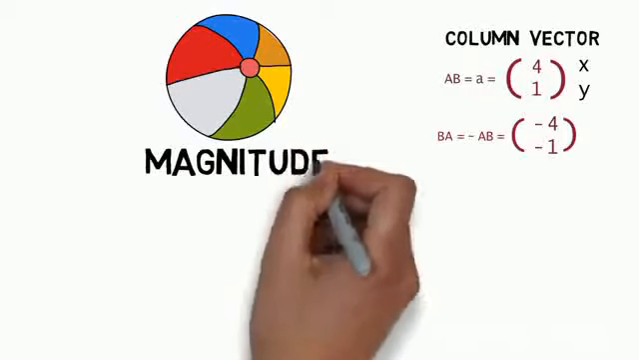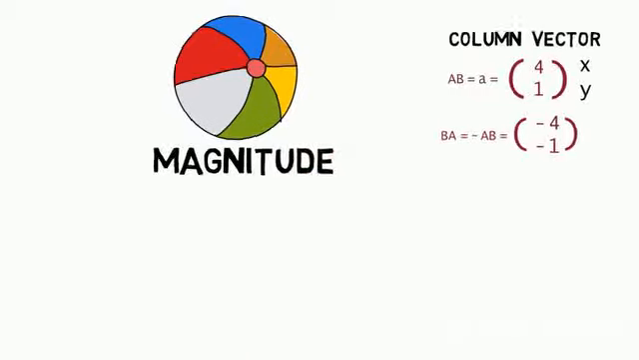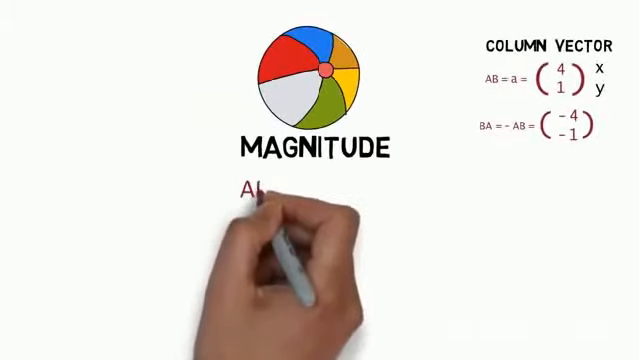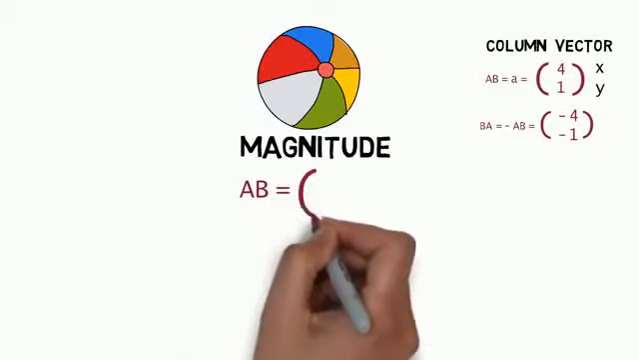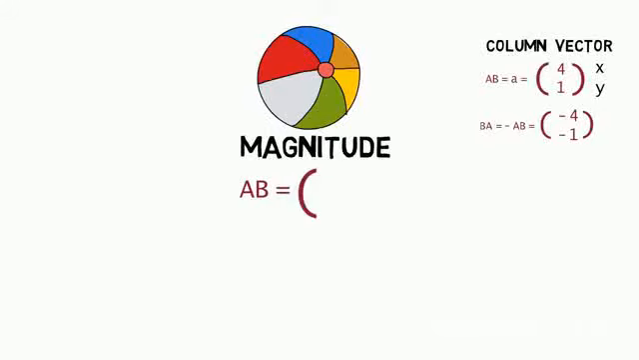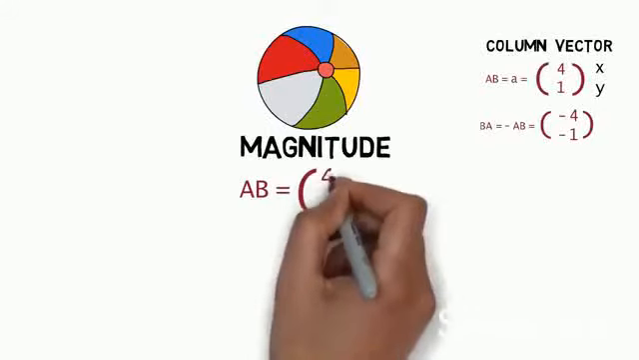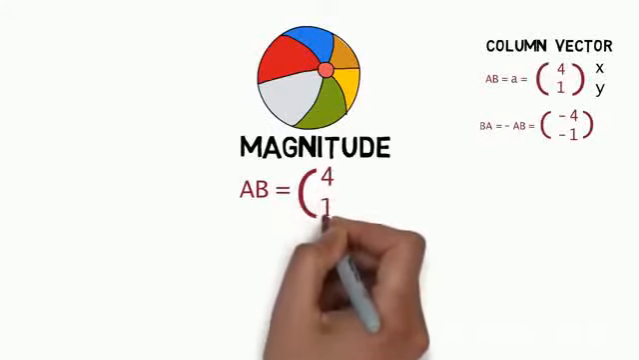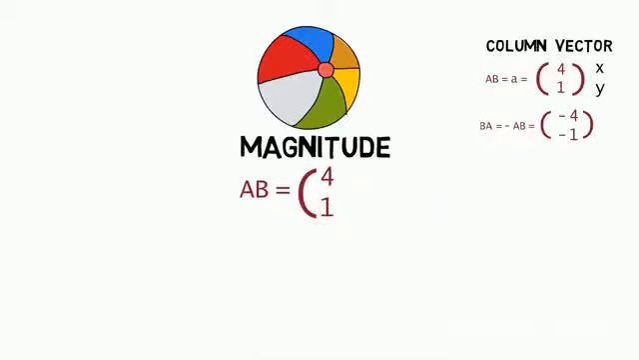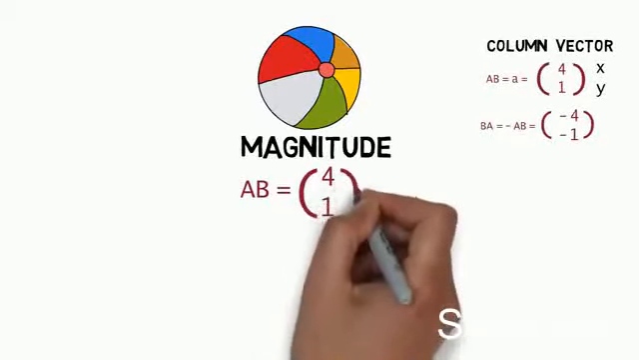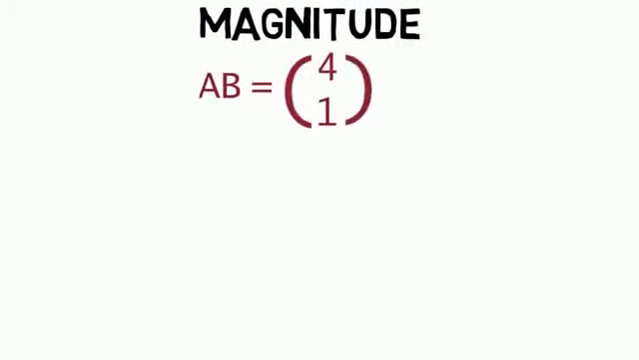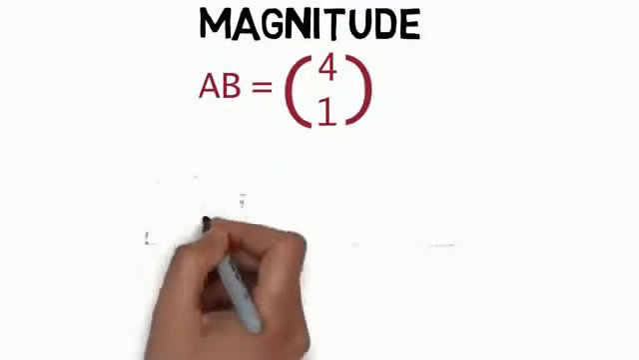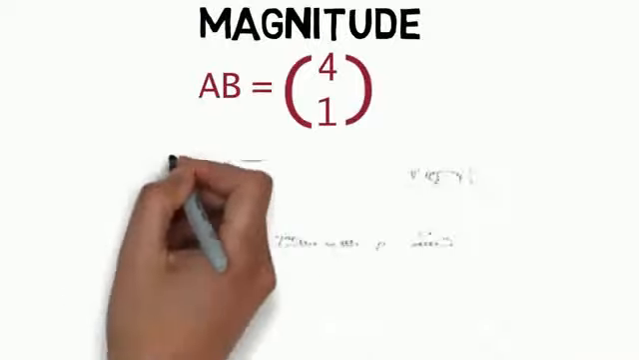Then we move on to the magnitude. This is not a new word. If you're that smart, you know what magnitude means, and you might get a glimpse of what we mean when we are saying magnitude. So AB is 4 and 1. We have represented it in a Cartesian plane. We are representing it as a matrix, a 2 by 1 matrix.